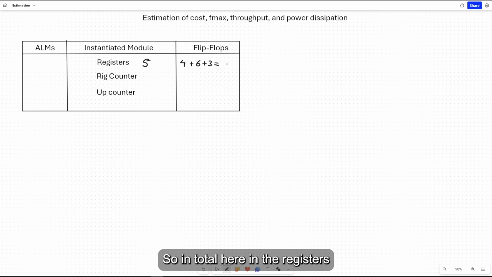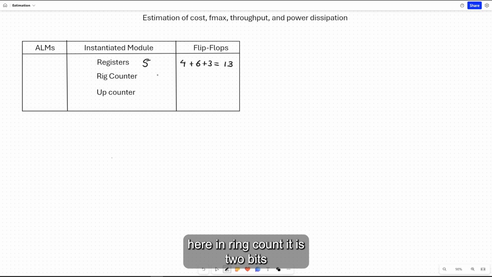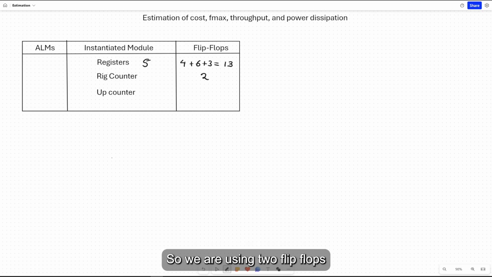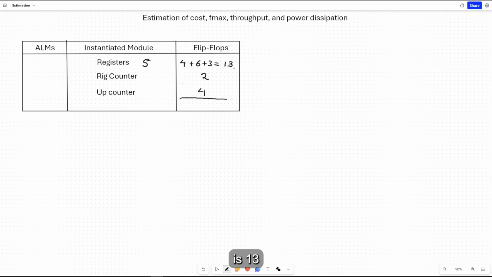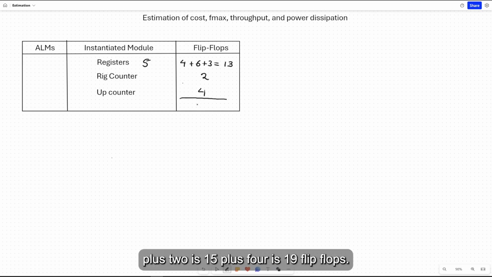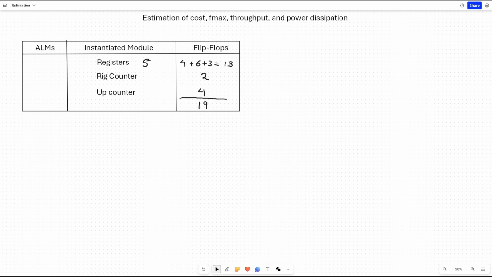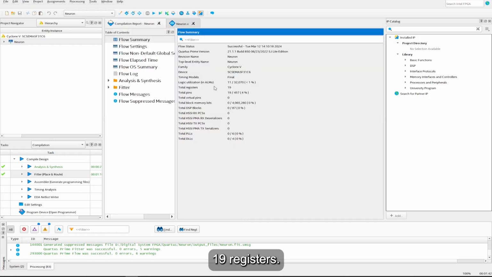So in total here in the registers we are using 13 flip-flops, and ring counter, it is a 2-bit ring counter, so we are using 2 flip-flops, and up counter is a 4-bit up counter, so it's 4. So in total we are using 13 plus 2 is 15 plus 4 is 19 flip-flops. That's why it shows here 19 registers. So that is for the cost.